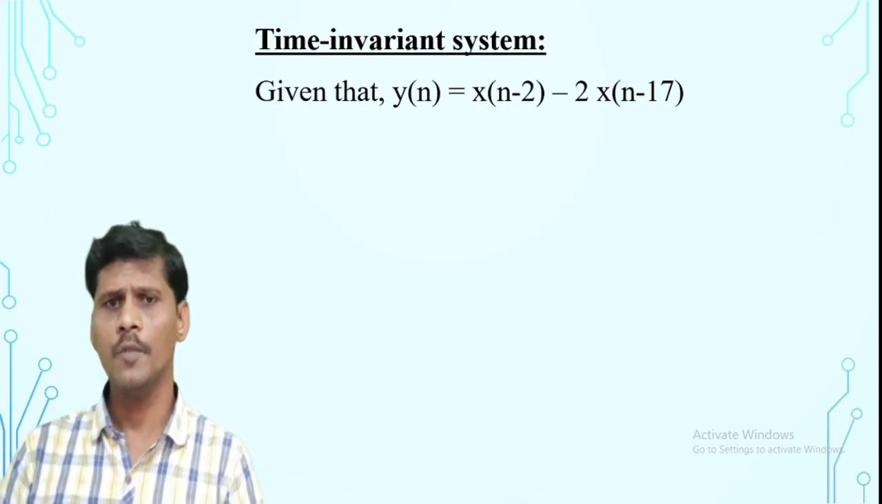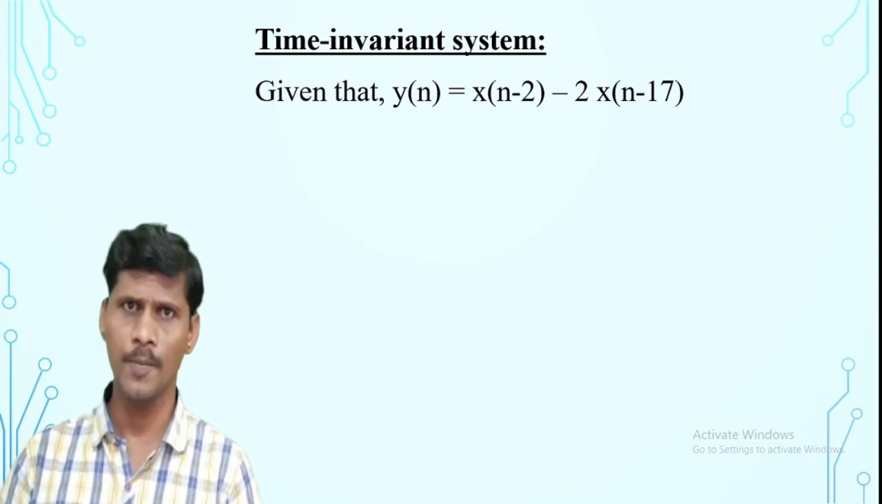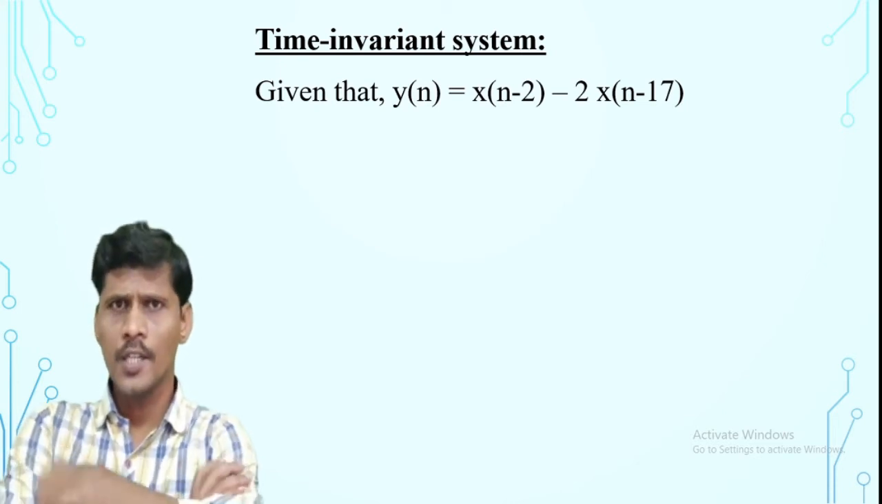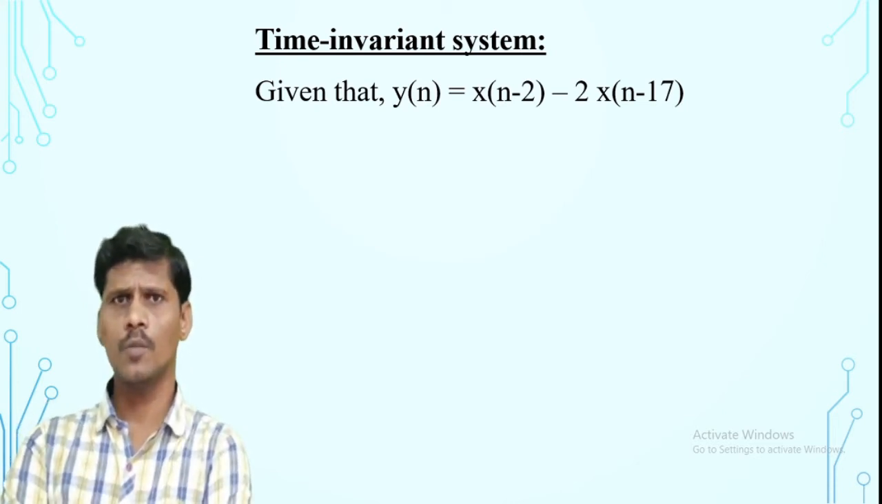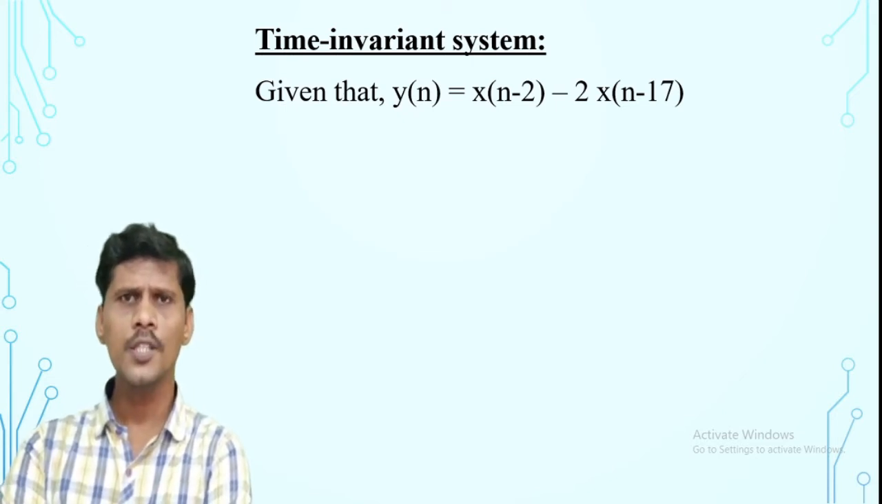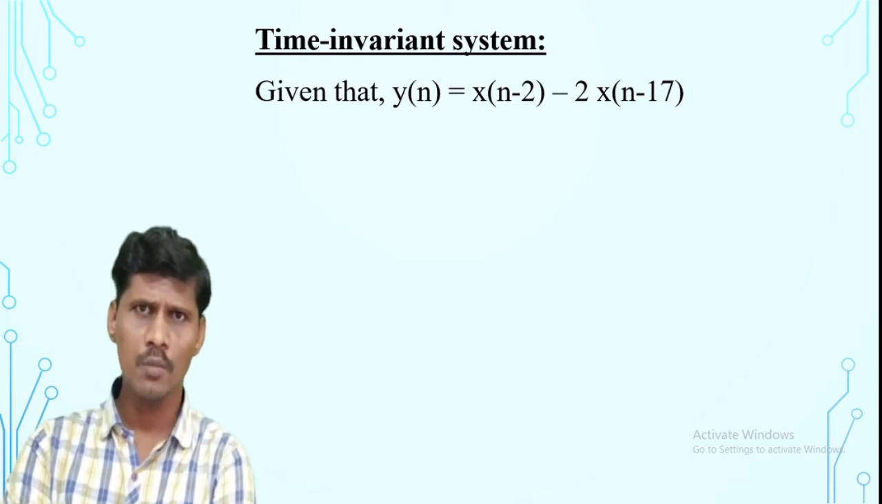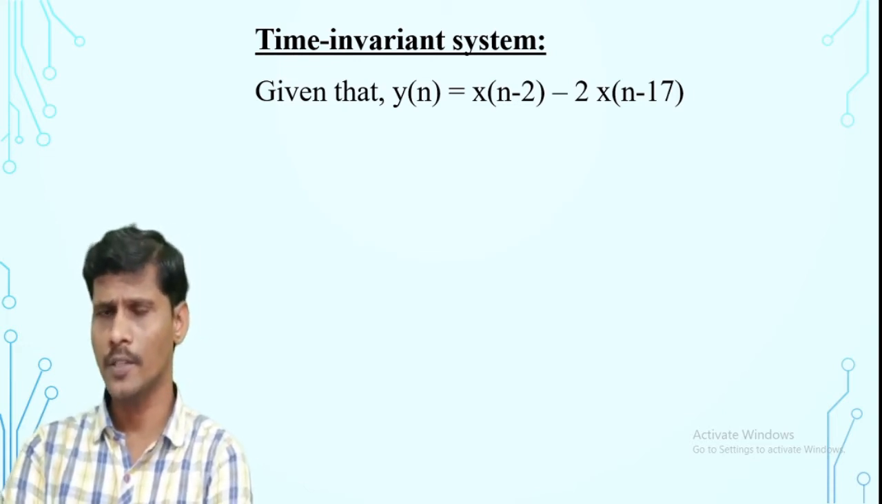Next, check whether it is time variant or time invariant system. So this is the given difference equation. The condition of the time invariant system is y of n comma k is equal to y of n minus k. If this condition is satisfied, the given system is a time invariant system, otherwise it is said to be a time variant system.